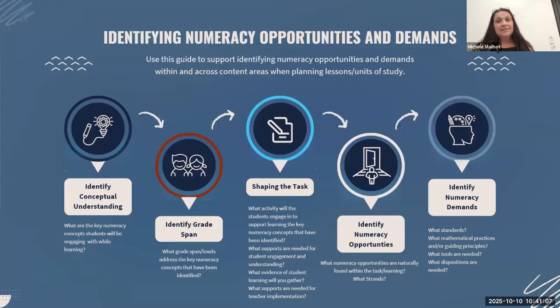So this next slide is a little bit of a teaser for you. This is something we work together where we can support educators in identifying numeracy opportunities and demands within your current lessons and units of studies, where we talk about first identifying our conceptual understandings, identifying the grade span so the work is appropriate for the students, how you shape that task based on the identified conceptual understandings, looking into the numeracy opportunities and then the numeracy demands and how we can support engagement.